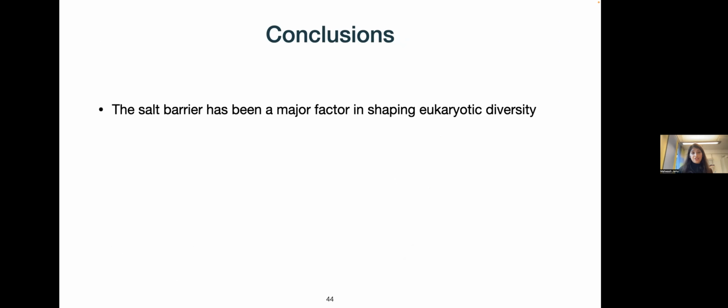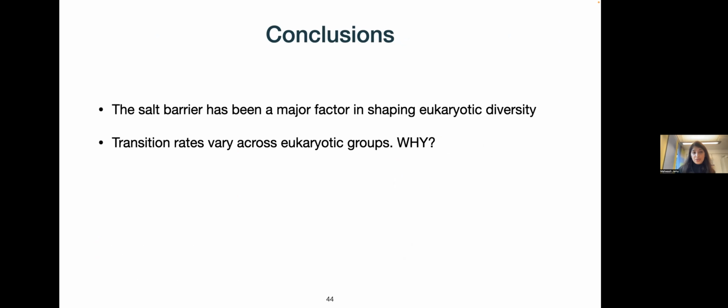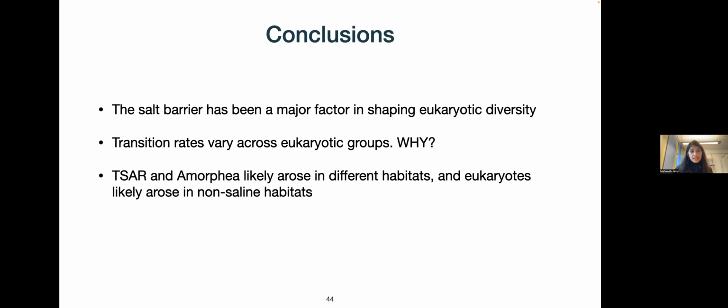So to conclude this study, we showed that the salt barrier has been a major factor in shaping eukaryotic diversity. We showed that transition rates vary greatly across eukaryotic groups. And this raises the very interesting question of why? Why are some groups better at adapting to different salinities? We showed that SAR and Amorphea, the two largest eukaryotic groups, likely arose in different habitats.